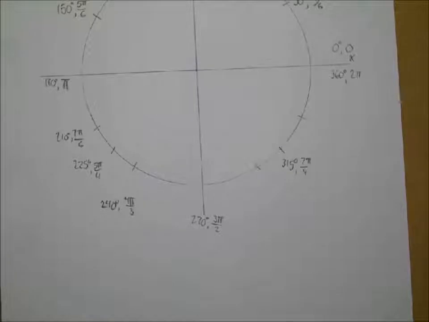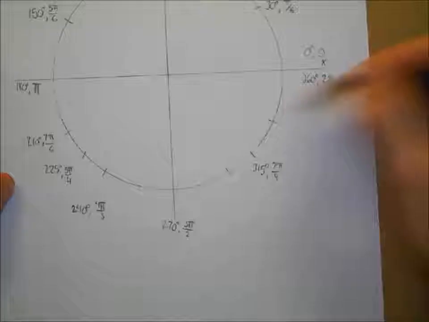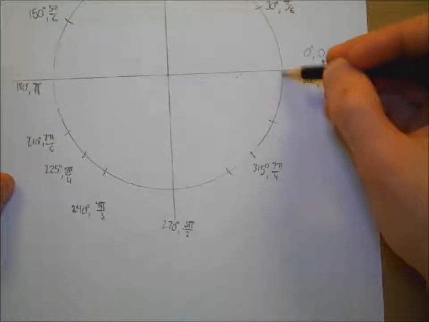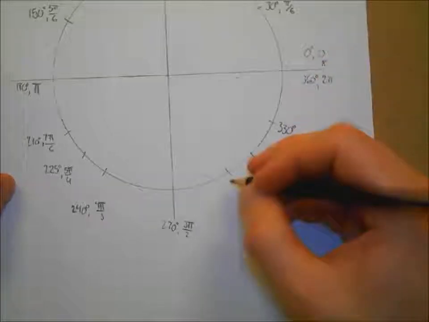And then finally, the fourth quadrant here, we're again going to go back from the 360. So 30 degrees back from 360, 330 degrees, 60 degrees back from 360, 300 degrees.